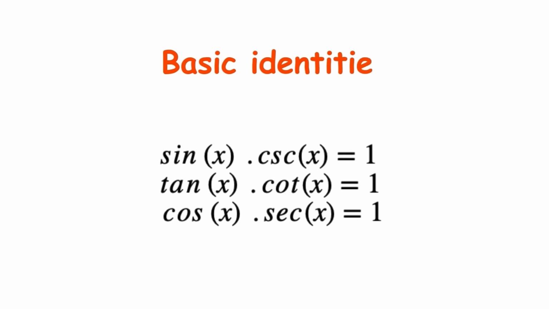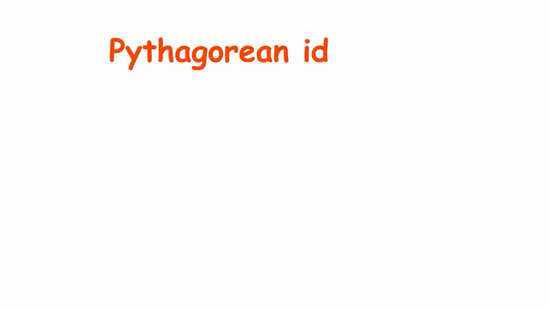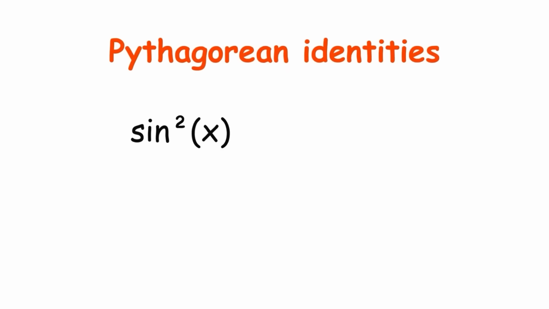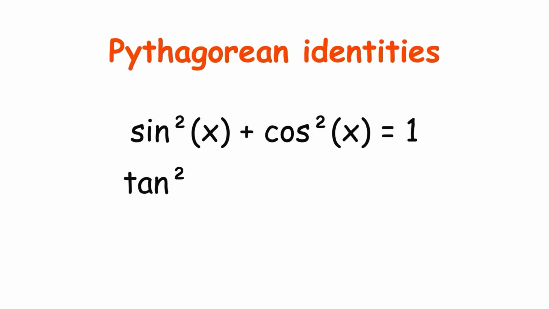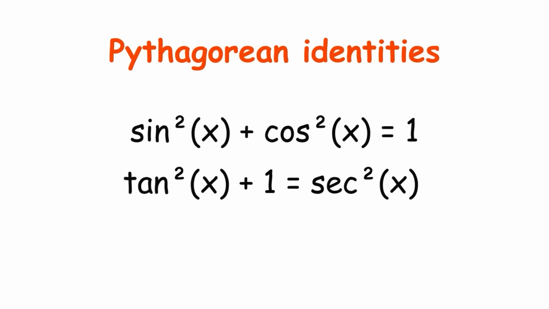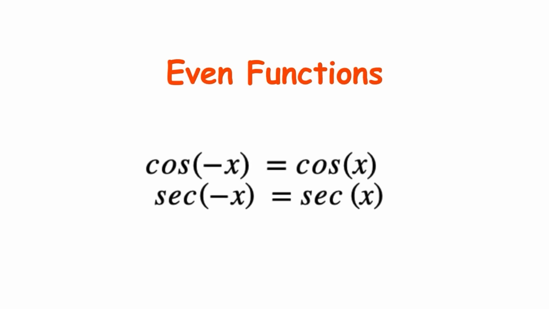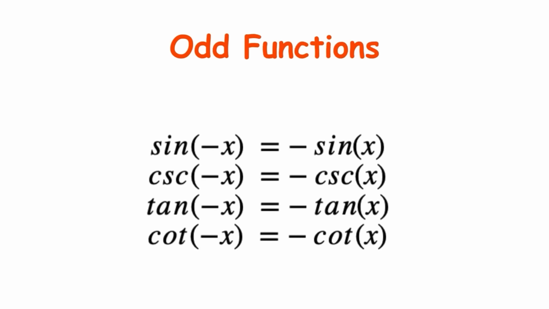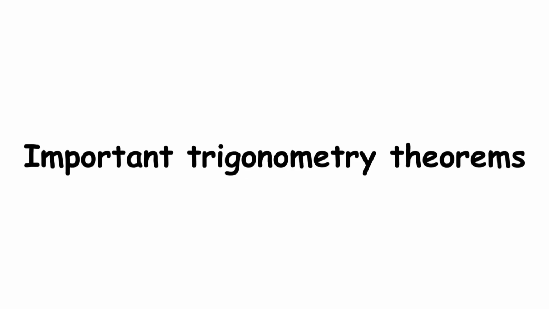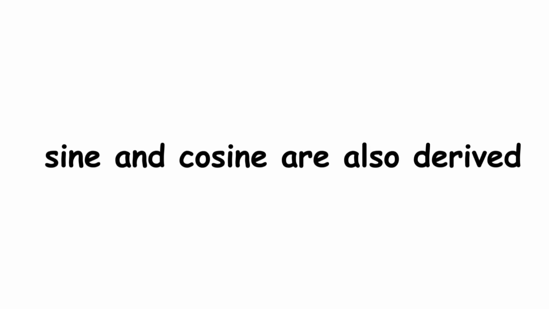Basic identities. Pythagorean identities. Sine squared of x plus cosine squared of x equals 1. Tangent squared of x plus 1 equals secant squared of x. 1 plus cotangent squared of x equals cosecant squared of x. Even functions. Odd functions. Through trigonometric functions, important trigonometry theorems such as the sine and cosine are also derived.